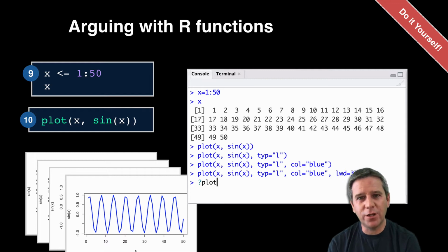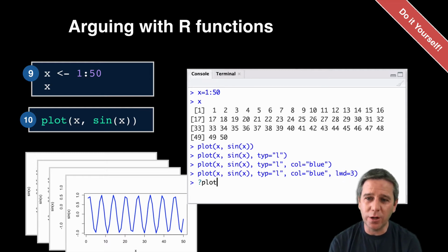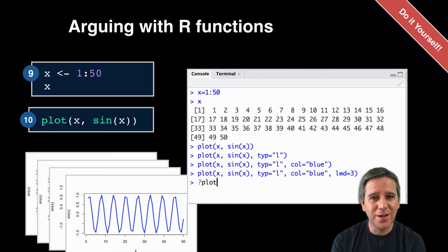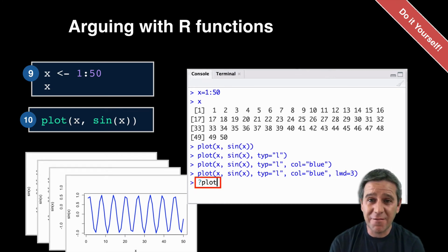Now, I'm nerdy, so I kind of knew what those arguments were to change the way this plot function worked, to change its width, to change it to a line, to change its color. But where would you go to find them if you didn't know them beforehand? Well, the answer, of course, is the help function, question mark, the name of the thing you want help on, in this case, the plot function.